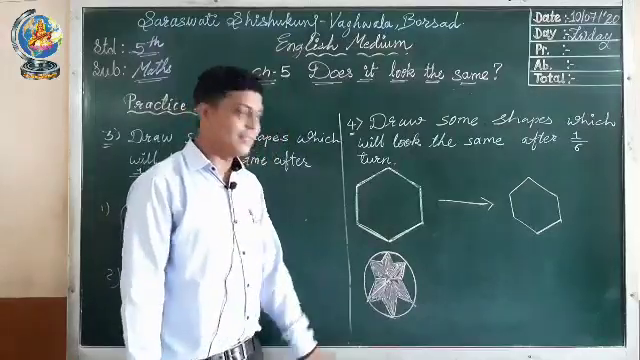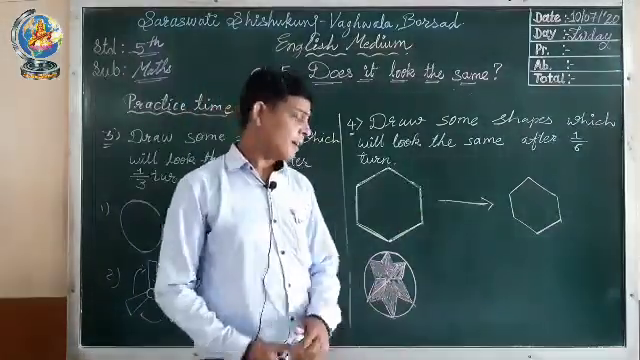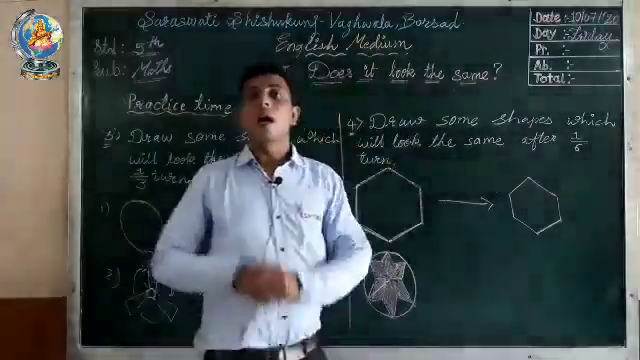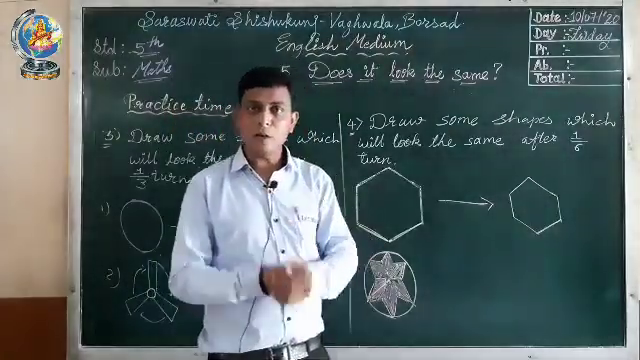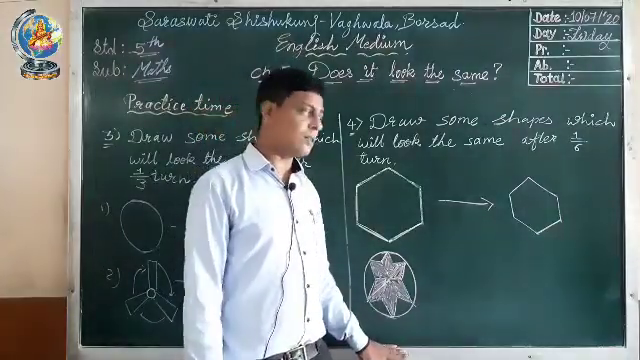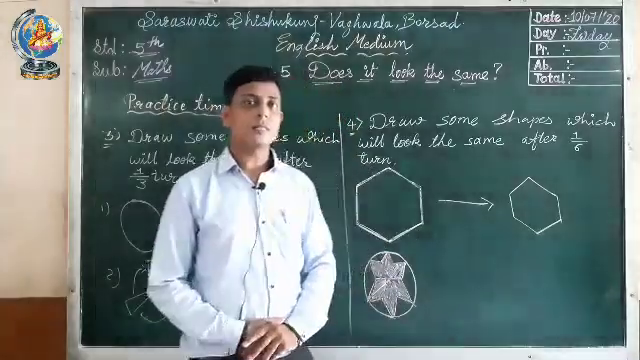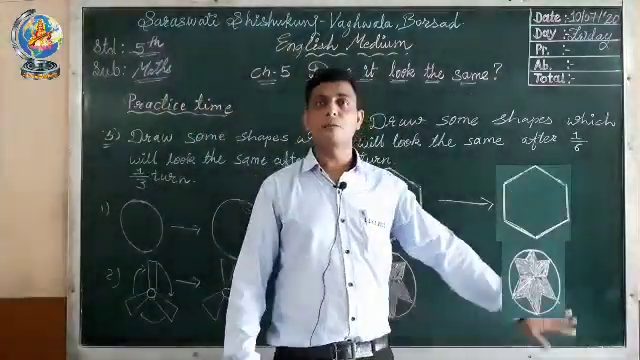Now last figure, you can see here a circle is there and in that a design is there. When we rotate this circle into 1/6 turn, how does it look? Does it look the same or not? Let's see. If we rotate this into 1/6 turn, it looks the same. It looks the same, means the original figure and the figure which we get after 1/6 turn look the same.